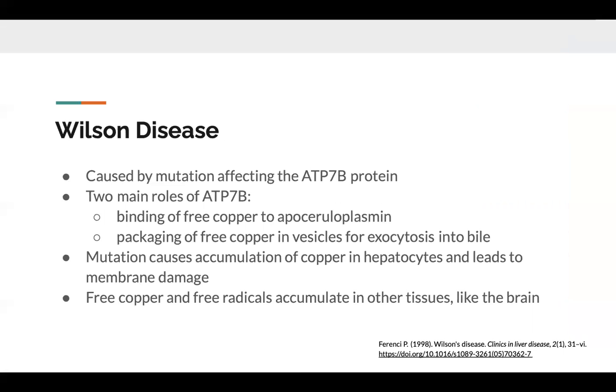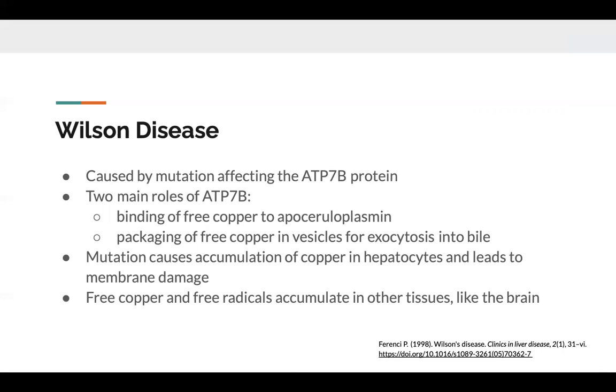Under normal circumstances, dietary copper travels to the liver through the blood, where ATP7B either binds it to apoceruloplasmin or packages it into vesicles to be secreted into the bile through exocytosis. The copper bound to apoceruloplasmin is eliminated from the body in urine, and copper in the bile is eliminated in feces.